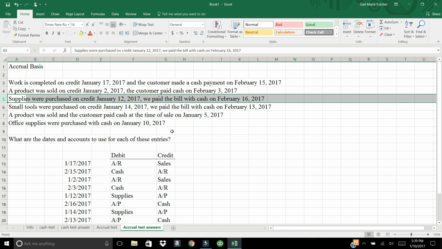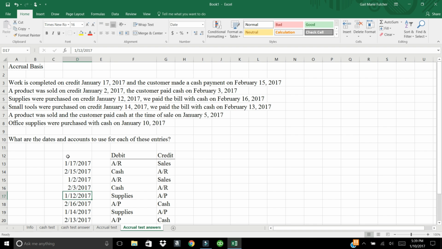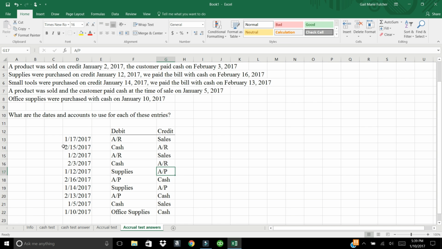All right, so the next transaction, supplies were purchased on credit January the 12th. That's the first part. So that date is January the 12th. That's when we actually received our supplies. Debit will go to supplies. Accounts payable will receive the credit. All right. Expenses are always a debit. Accounts payable is in the liability section because we owe that money, so it receives a credit.